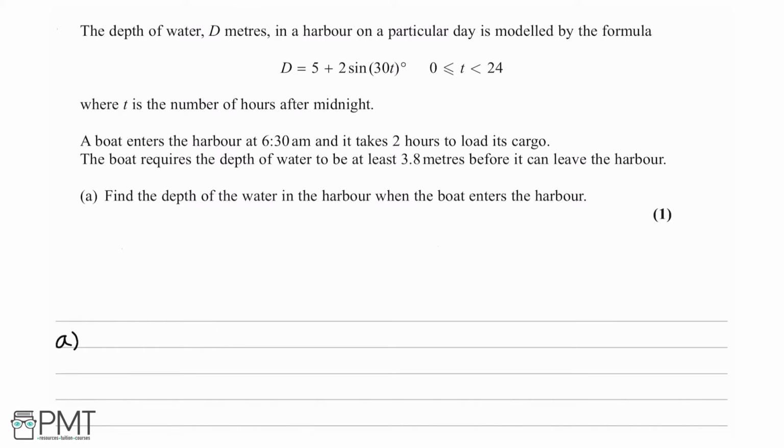Part A is asking us to find the depth of the water in the harbour when the boat enters the harbour. Okay, for 1 mark. So this question actually is pretty straightforward. The first thing we're going to have to do first, though, is convert 6:30 a.m. into a duration after midnight. Because remember, t is the number of hours after midnight, and it enters at 6:30 a.m. So this would be 6 hours and 30 minutes, or because remember, t is in hours, 6.5 hours.